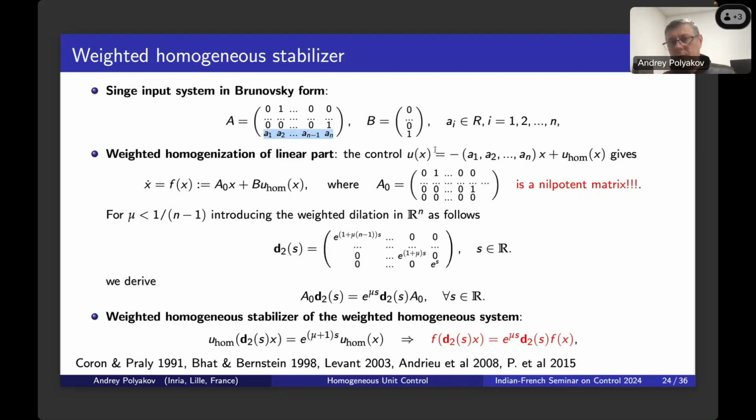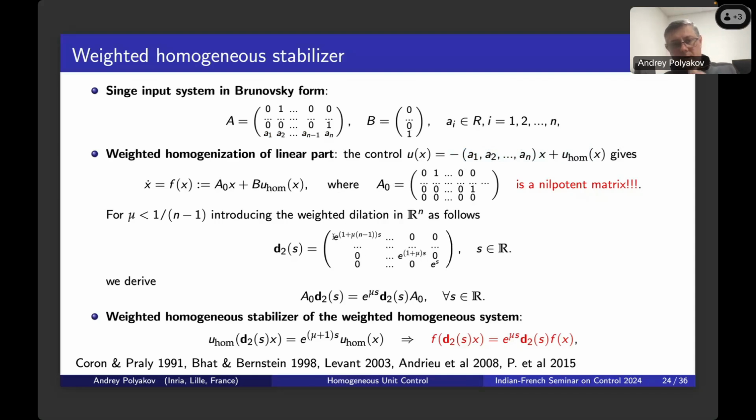If we select our controller in the following form, this form rejects just this line. If we substitute my control U, we will have this form in closed loop, and the matrix A0 here just doesn't have this element. So we are rejecting it. The second component is some homogeneous controller with respect to this weighted dilation. The dilation is selected in a very specific form, which is related to the structure of the matrix. We will next understand why this form is selected.